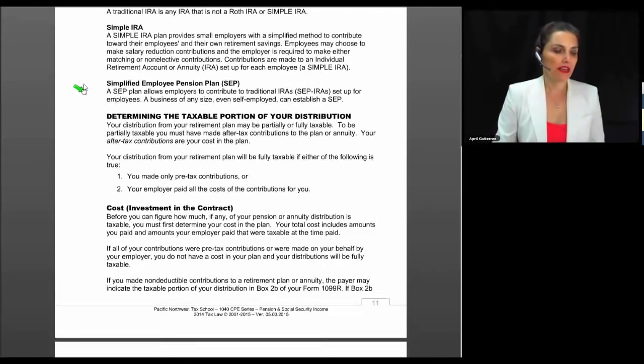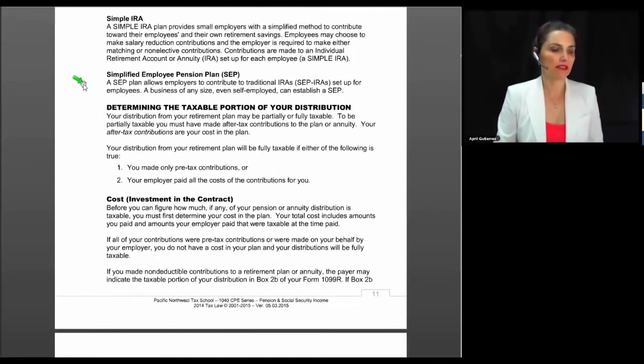And then the final category of IRA is the Simplified Employee Pension Plan, or SEP. A SEP allows employers to contribute to traditional IRAs that they set up for their employees. A business of any size, even a self-employed person, can establish a SEP.